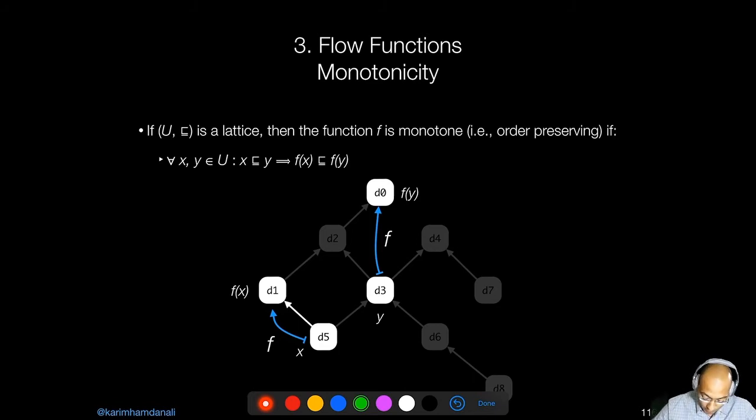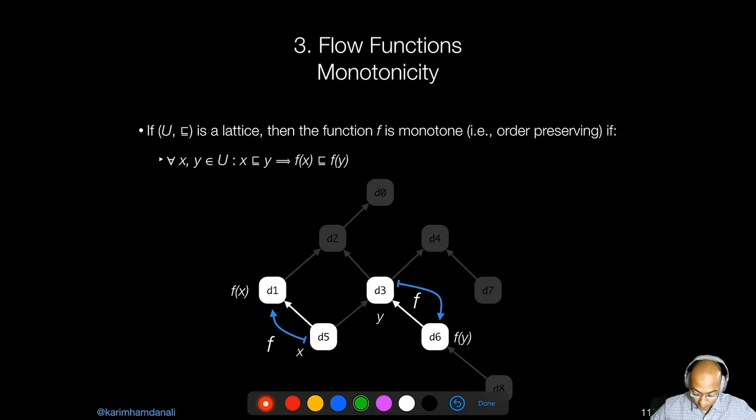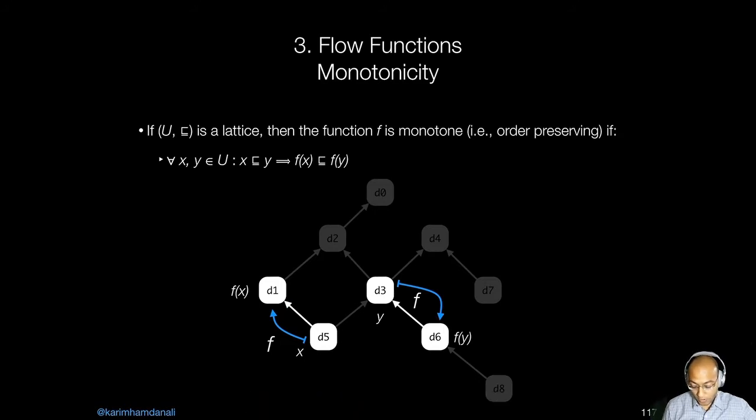So what if my function f yields d0 as f of y? Again, we're good to go, because f of y, d0, would have a higher order than d1, using the transitivity property of that binary relationship. So f of y would still have a higher order than f of x. Again, this is a monotonic function. So what happens if my flow function f yields the value d6 as f of y? If the function f is applied to d3, the value is d6. What do you think happens in this case? Would this still be a monotonic function or not?